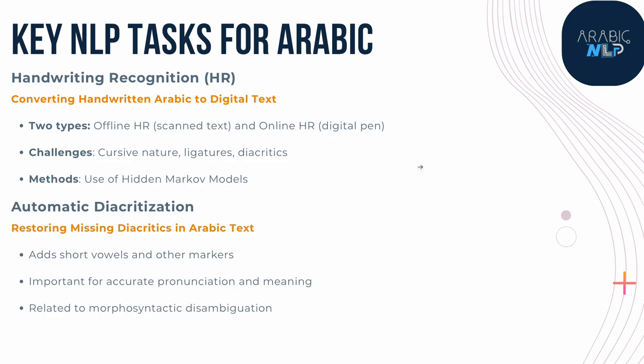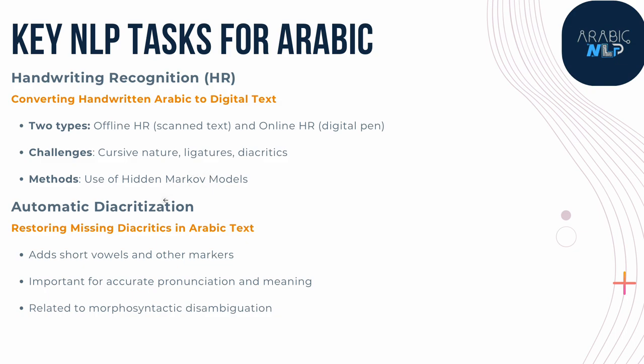Handwriting recognition is another important task in Arabic NLP. It involves converting handwritten or printed Arabic text into digital format. There are two types. We have the offline one, which works with scanned images of text, and the online one, which deals with real-time input from a digital pen. The connected, or cursive, nature of Arabic script combined with the use of diacritics and others makes the task challenging. There are some techniques actually used for handwriting recognition, like hidden Markov models, which are used in other cursive scripts, and can also be used for Arabic.